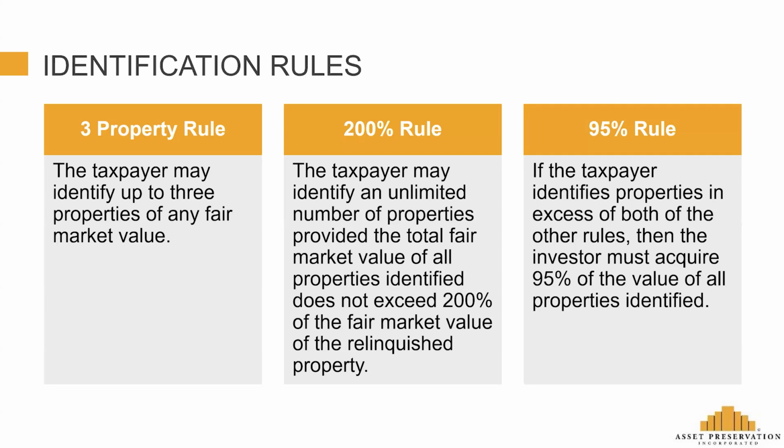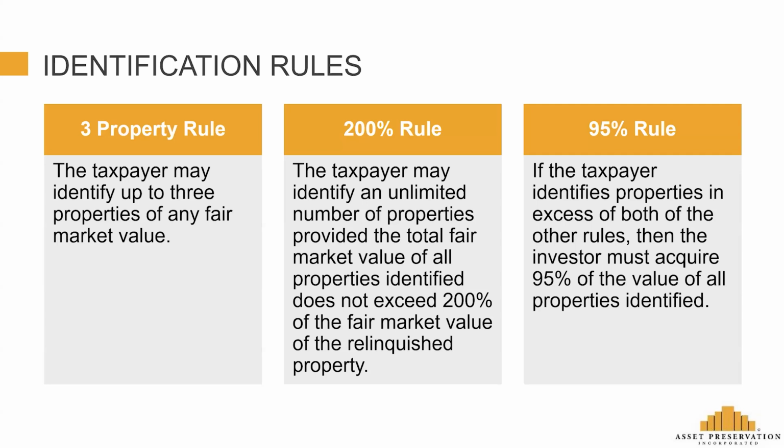There's the 95% exception. It's rarely used. It just says if you identify more than three and over 200%, you then have to close on at least 95% of what you've identified. So in English, you've got to pick. Am I going to use the three-property rule? Am I going to use the 200% rule? Or am I going to use the 95% rule?